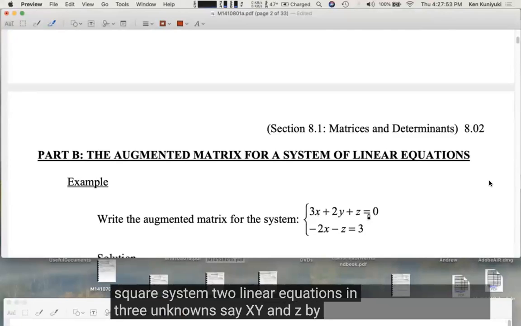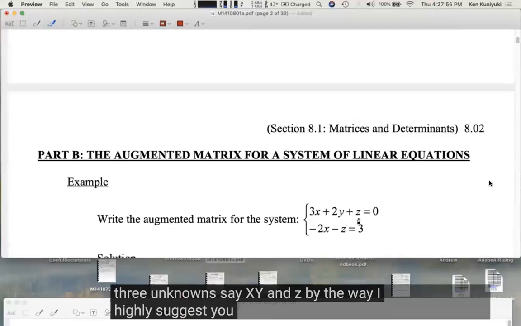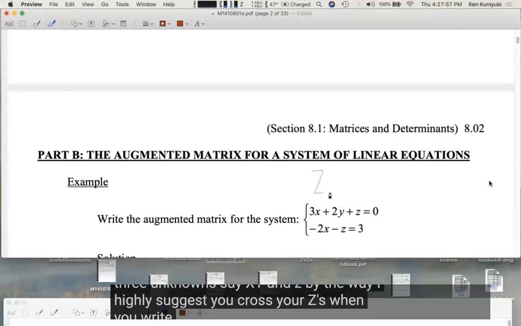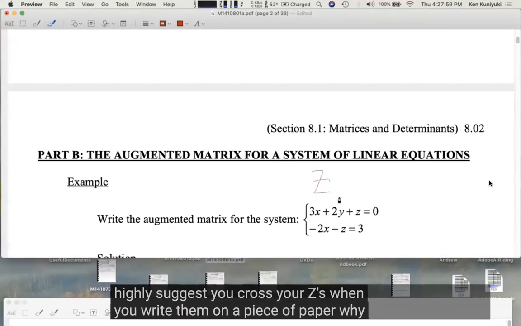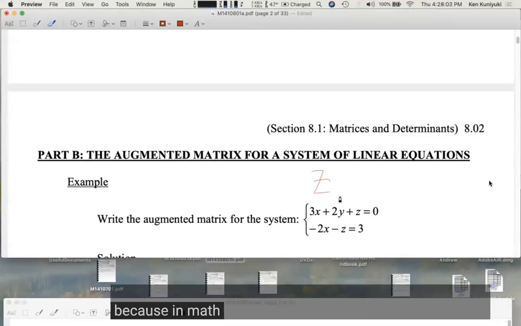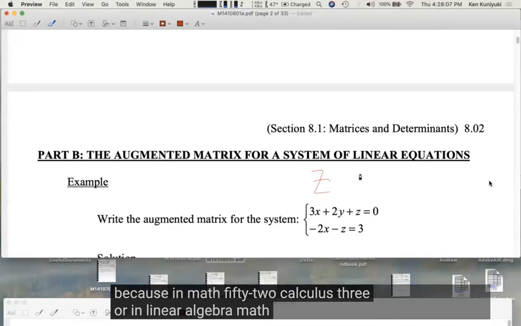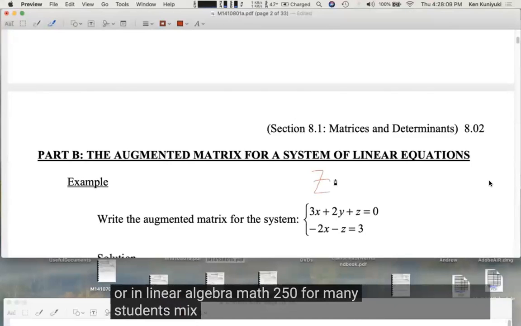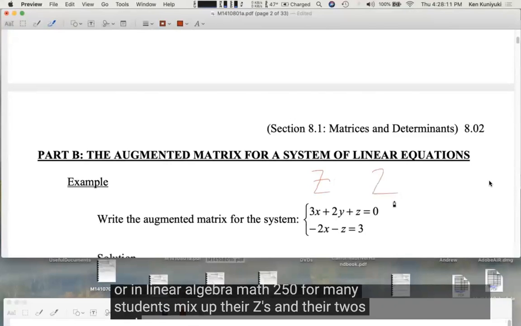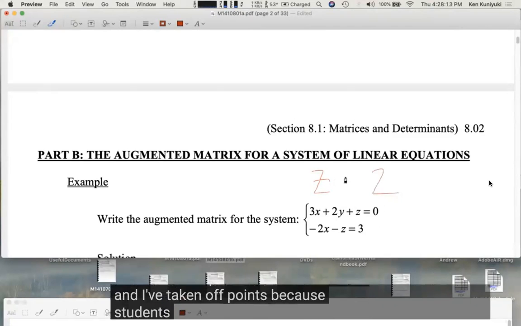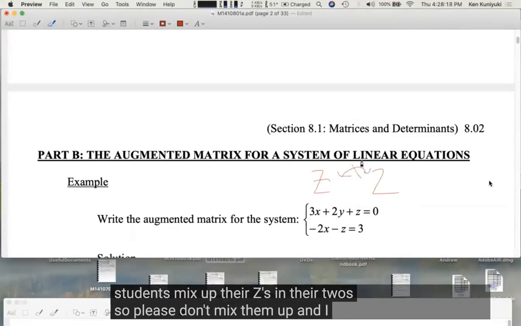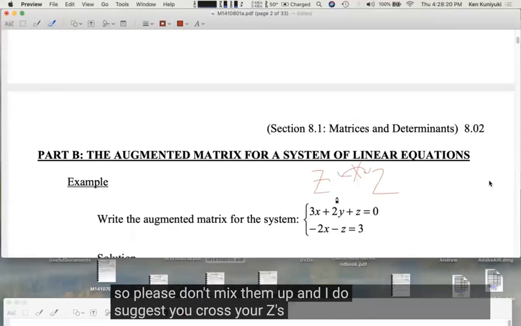y, and z. By the way, I highly suggest you cross your z's when you write them on a piece of paper. Why? Because in Math 252, Calculus 3, or in linear algebra, Math 254, many students mix up their z's and their 2's. And I've taken off points because students mix up their z's and their 2's. So please don't mix them up. And I do suggest you cross your z's.